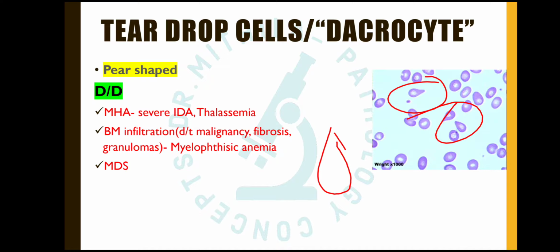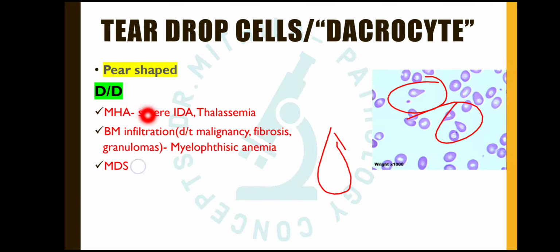And second is the bone marrow infiltrative conditions, which we also call myelophthisic anemia. This is the condition where the bone marrow gets infiltrated by certain malignancies, like metastasis or leukemia lymphoma infiltration, or due to fibrosis in the marrow, like in myelofibrosis, or if there is granulomatous inflammation affecting the bone marrow. Or if there is a storage disorder seen in the bone marrow.